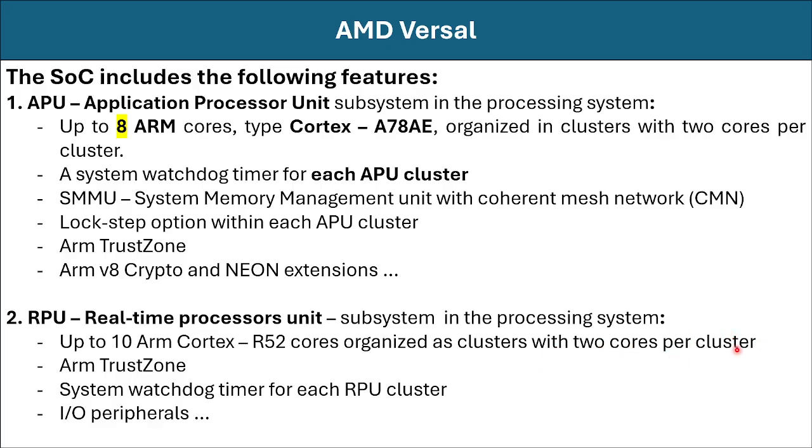So again, we have different cores, as we can see. Maybe I should bold this. So 2 cores per cluster, which means that we have five clusters. Again, ARM TrustZone, and also a system watchdog timer for each RPU cluster. So each of these 5 clusters has its own watchdog system, also I/O peripherals, and so on. So I think this is enough for the first video, where we make a short introduction.